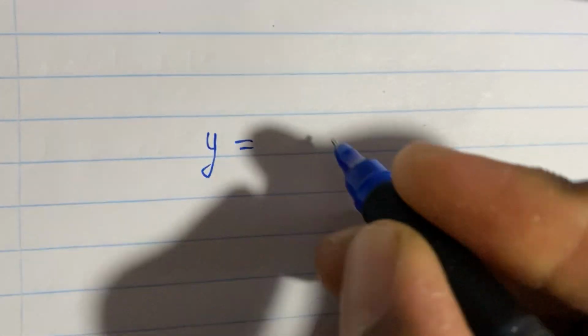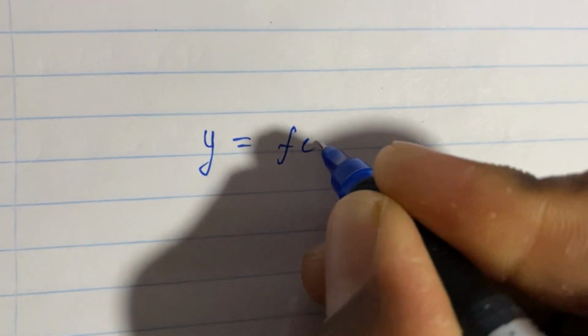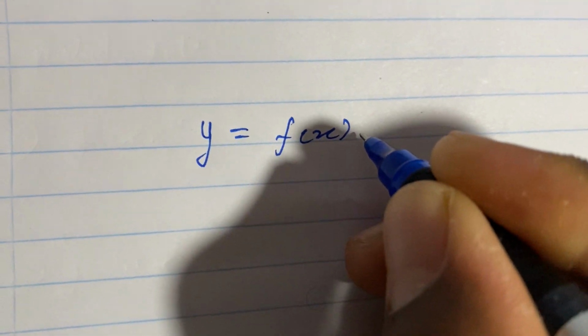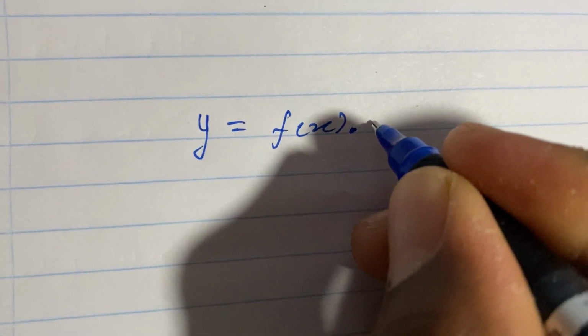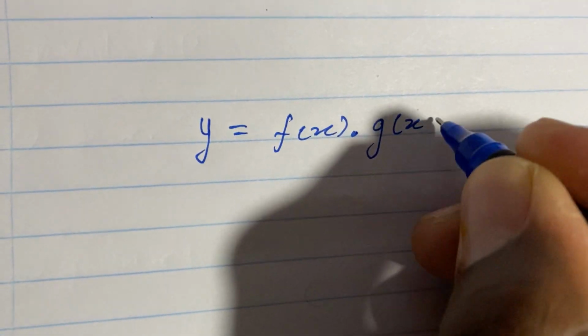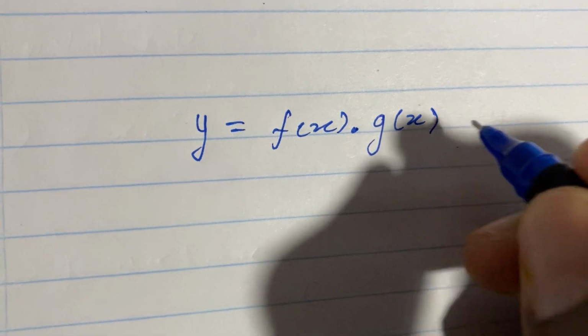Okay, so welcome to the product rule. In this video, we will be discussing how to derive when given a product rule, a type of differential equation. So let's say you have y equals f(x), where f(x) is its own function, times g(x), where g(x) is its own function.